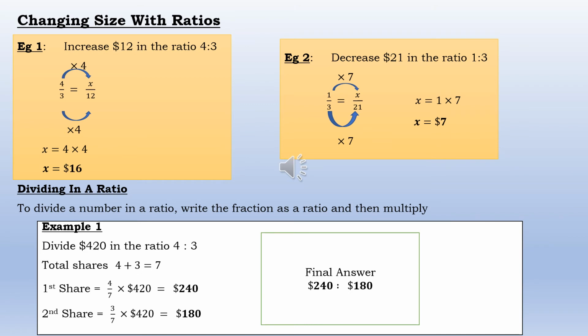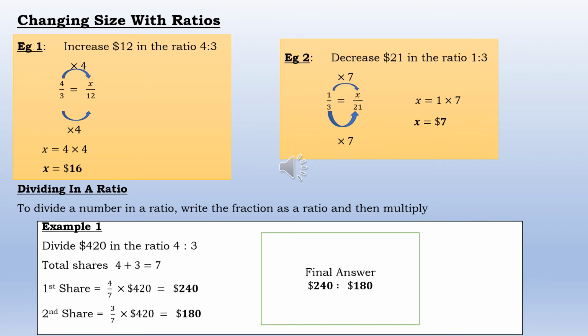Next, we'll be moving on to changing size with ratios. Example 1. Increase $12 in the ratio 4:3. So we have to increase $12 in the ratio 4:3, which means we can answer this question using fractions. 4:3 can be written as 4 upon 3.